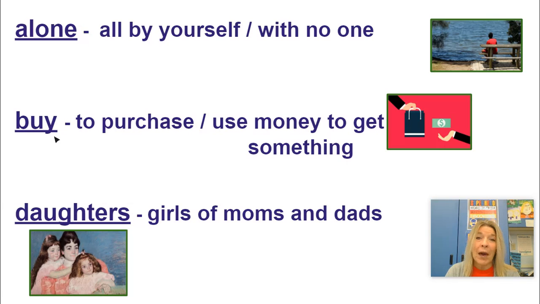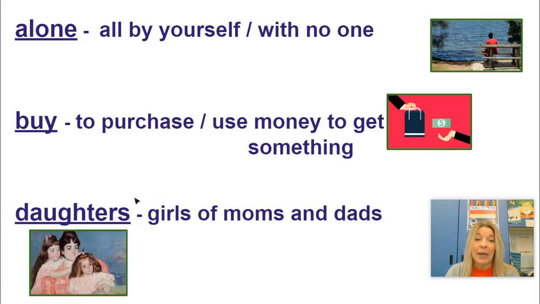The next word is buy. Can you repeat that? Super. And when you buy something, you are making a purchase. So it's to purchase something. This is a verb. And you use money to get something. So you're going to maybe buy dinner or buy a present for somebody. So you'll need some money to take care of that.